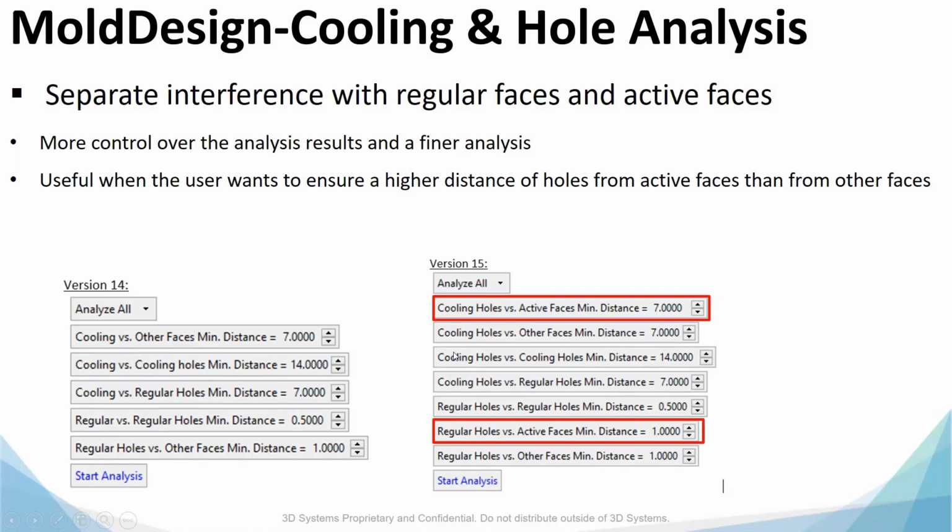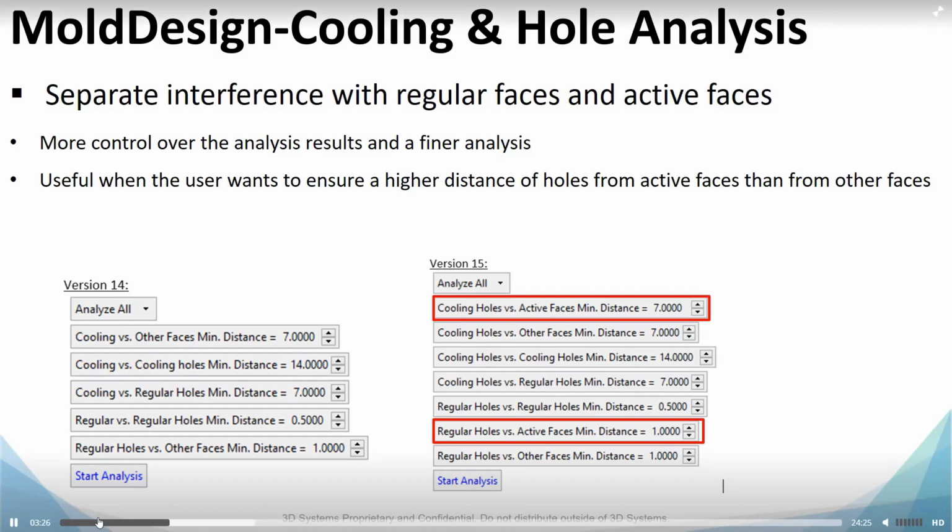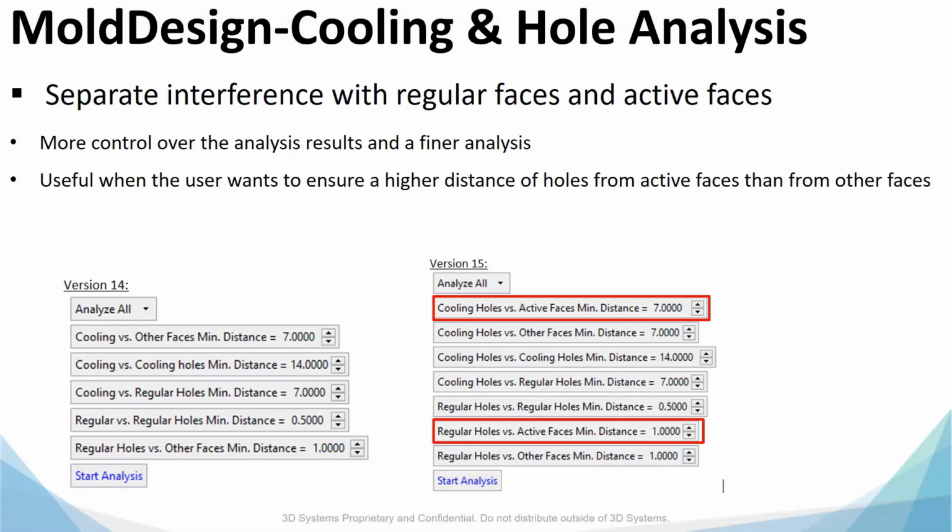Separate interference with regular faces and active faces. The system now allows us to separate the analysis of distance from the holes to active faces, those that touch the plastic, and regular other faces. We added two new analyses, cooling holes versus active faces minimum distance, and regular holes versus active faces minimum distance.